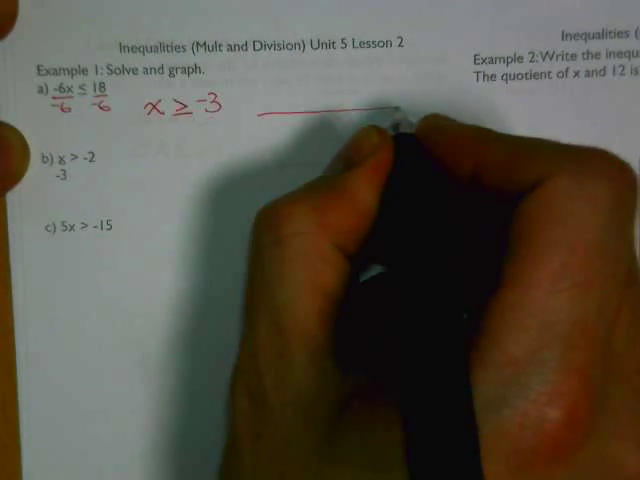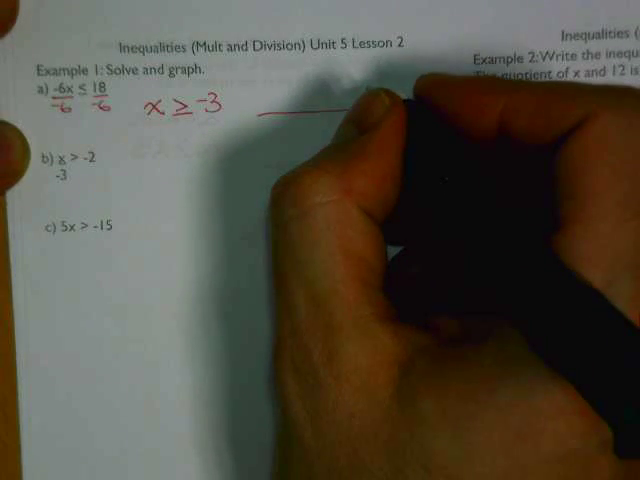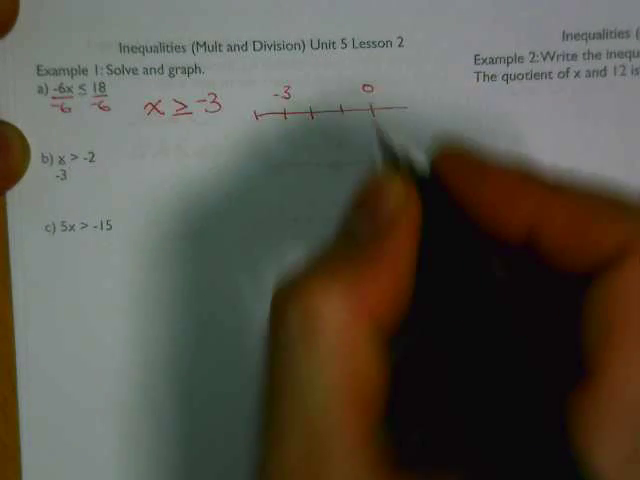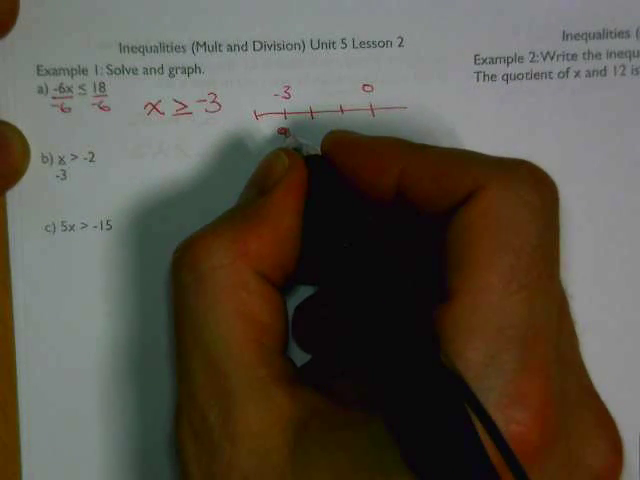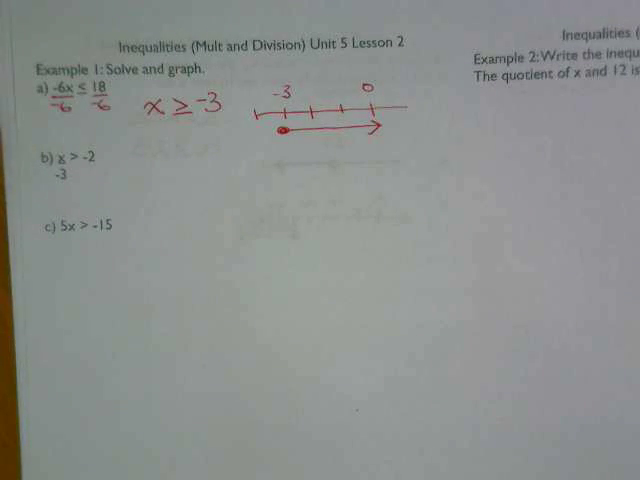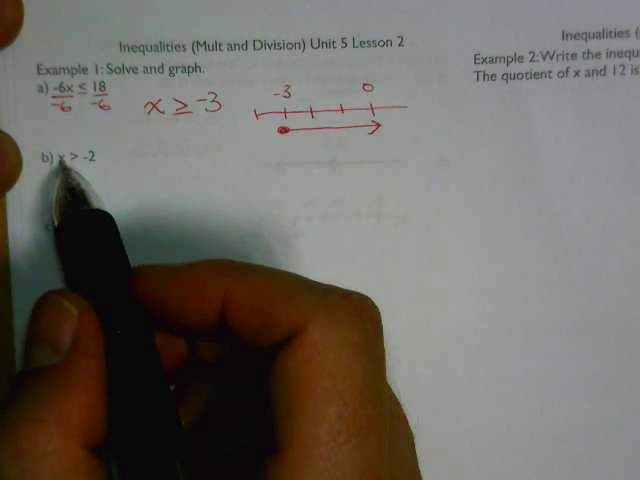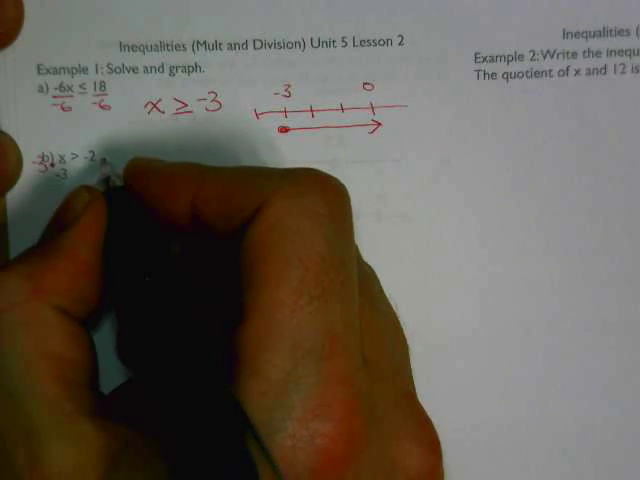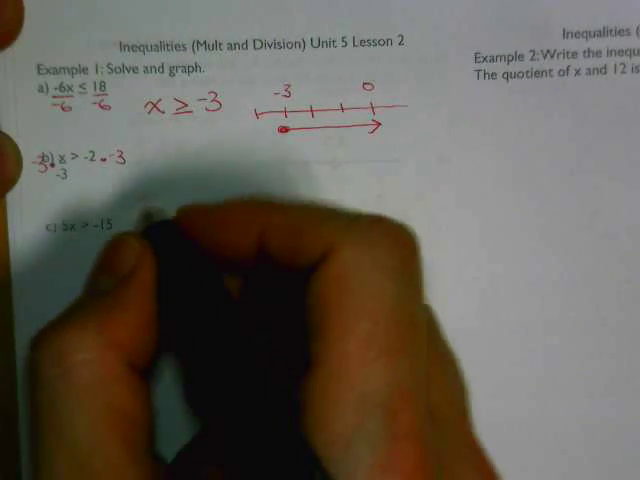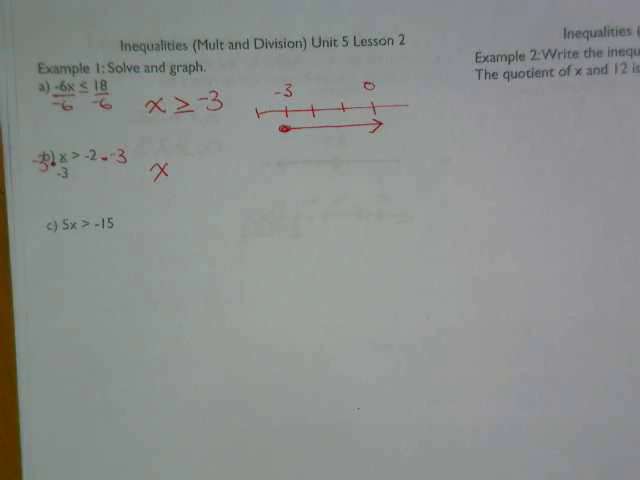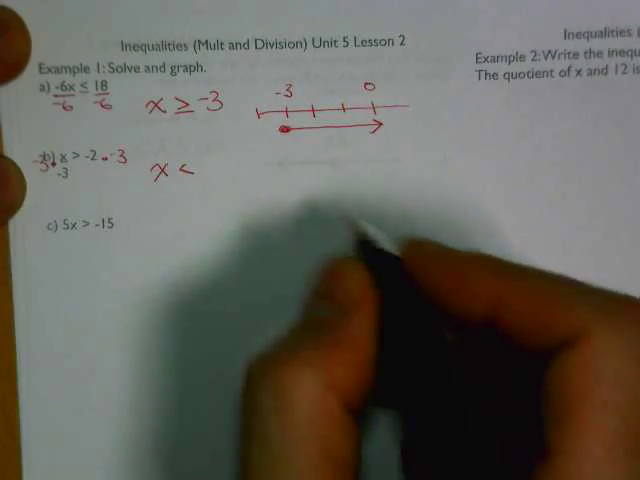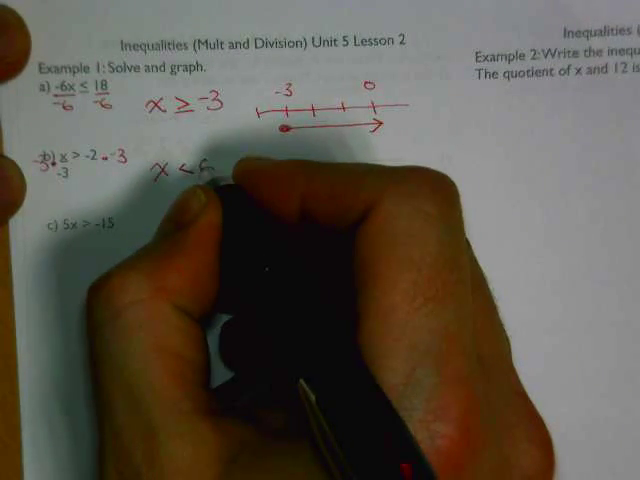And of course, just like in lesson 1, we need to graph these, and so here we have 1, 2, negative 3, and I want greater than or equal to, so I fill in the dot, and I move it to the right. Alright, here for part B, we've got x divided by negative 3, so I'm going to multiply both sides by negative 3. That is the inverse operation. And again, because I'm multiplying by a negative number, I'm going to switch the sign. Greater than becomes less than, and negative 2 times negative 3 is positive 6.